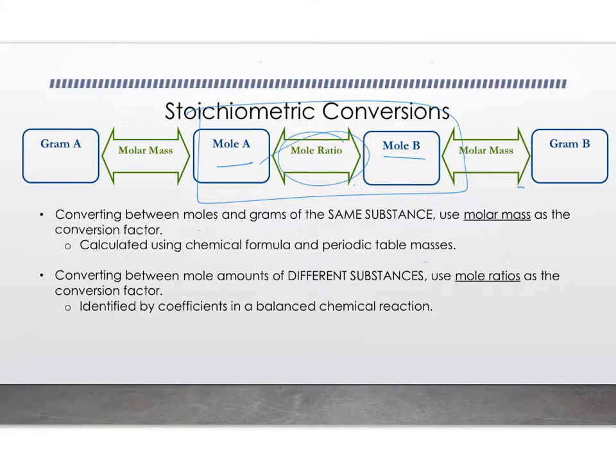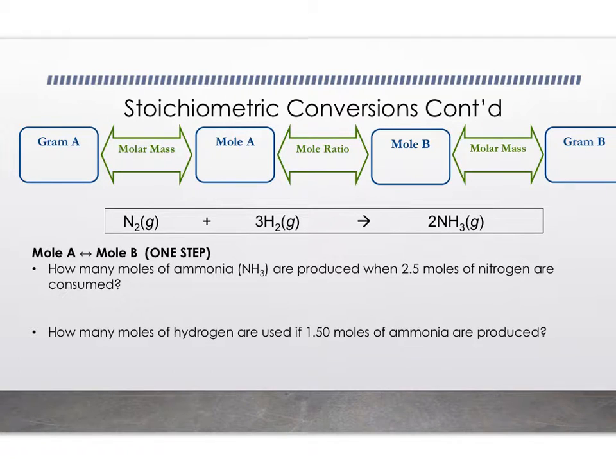If you look at the top section on the left side, if we're comparing grams of A to moles of A, we'll be using molar mass. Same thing with moles of B to grams of B, we'll be using our molar mass. So we have to be able to know where we're at and where we're going to. Our first type of problem is a mole-to-mole conversion. These are the one-step problems, or the one-step calculations.